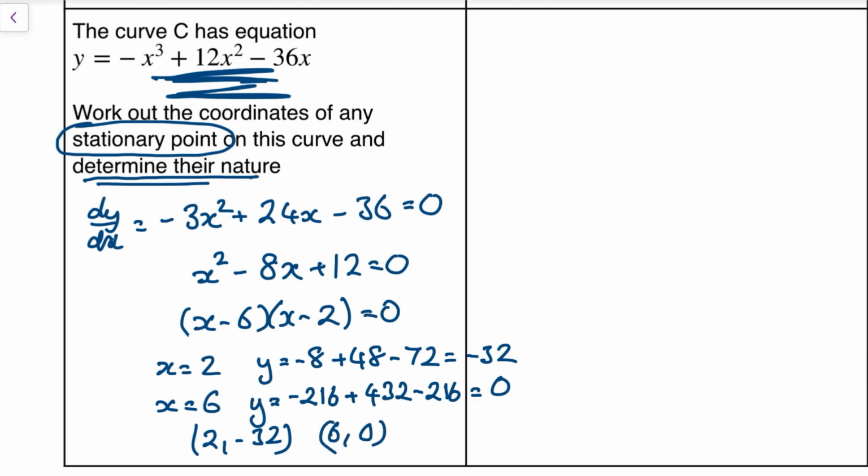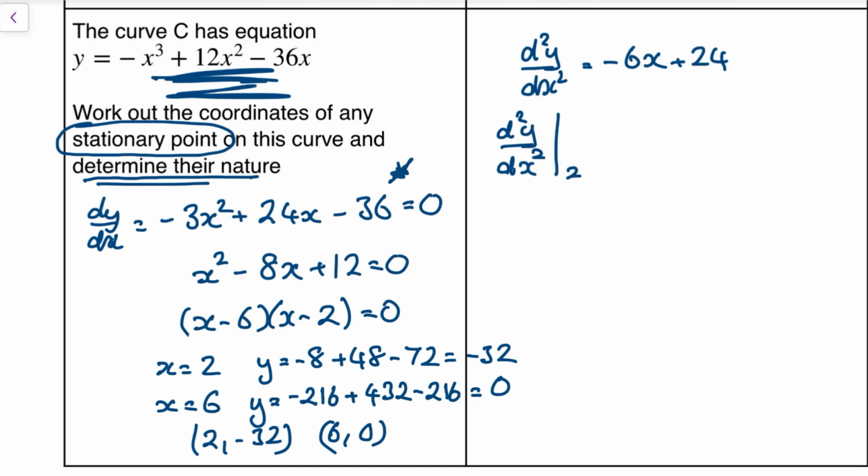So far, so good. Right, next part of this question, I need to determine their nature. So what I now need is d2y dx squared. In other words, I need to differentiate the thing I differentiated earlier. So I'm differentiating this equation here. So minus 3 times 2 is minus 6x, and 24x becomes 24, and minus 36 goes away. And then what I want to do is I want to do d2y dx squared. What am I writing in there? Dx squared. Sorry, long night. And I want to work out that at the point 2. So x equals 2.